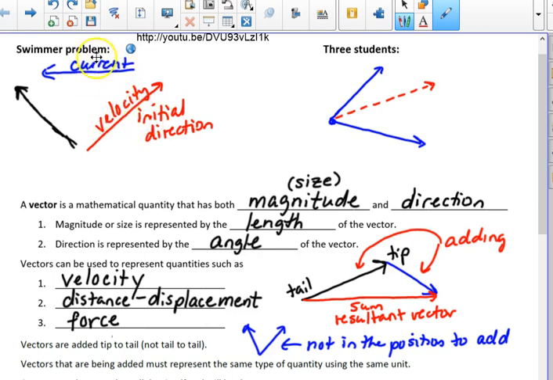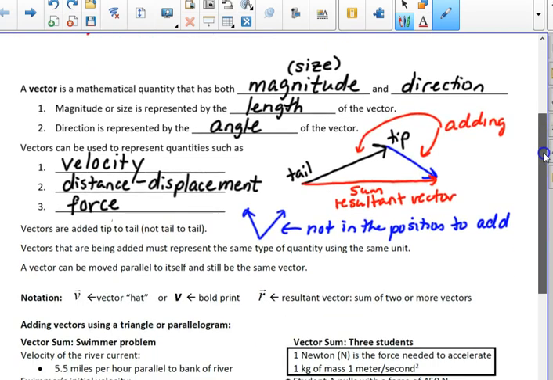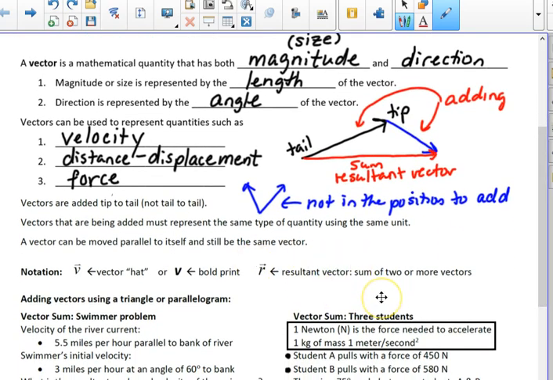And if this one's in miles per hour, this one has to be in miles per hour, not meters per second. Okay? If these vectors are all representing force, they all have to have the same units of force. If our vectors represent distance, they all have to have the same units of distance. So that's number 1, number 2.